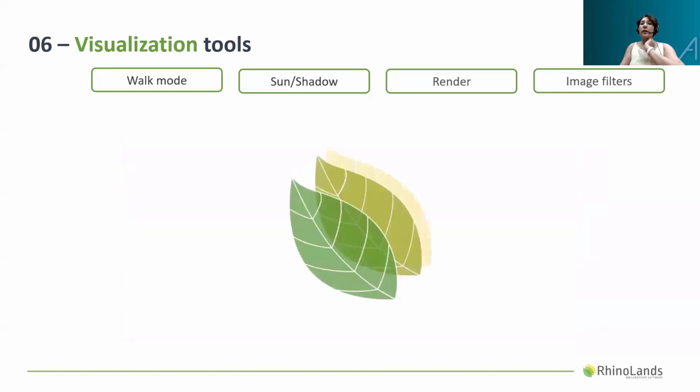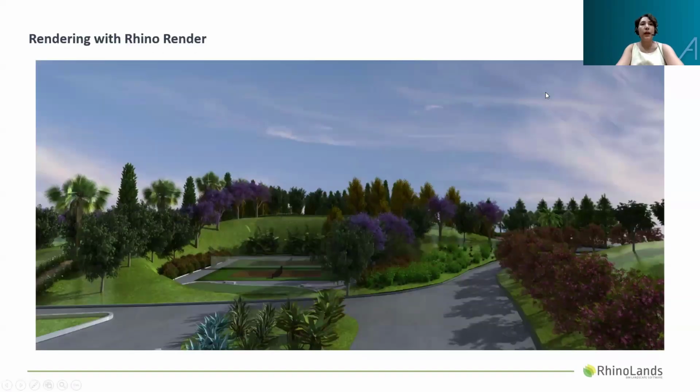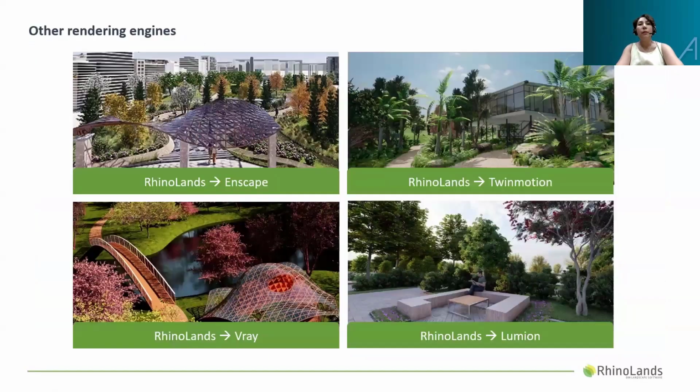We also have render options. There are different renders that are compatible with RhinoLands, and also there's an image filter for filtering the images. This is the rendering with Rhino Render. Even without using any external rendering engine, we can achieve this kind of realistic result by using Rhino Render. But these are examples of other rendering engines: RhinoLands with Hardscape, Twinmotion, V-Ray, and Lumion.